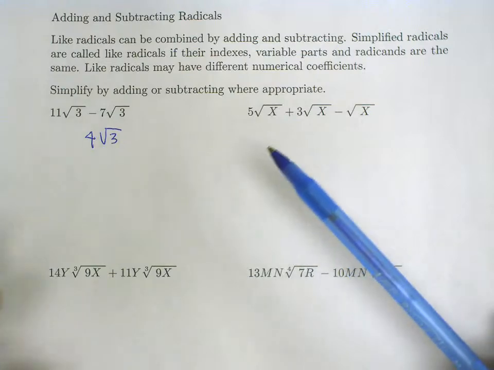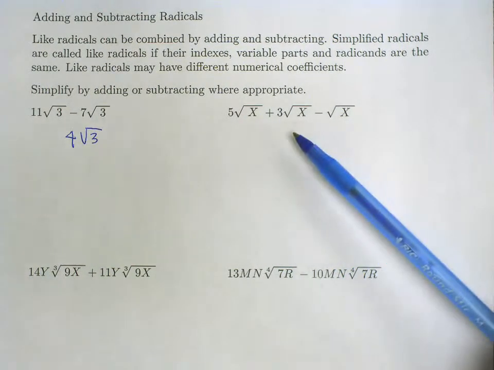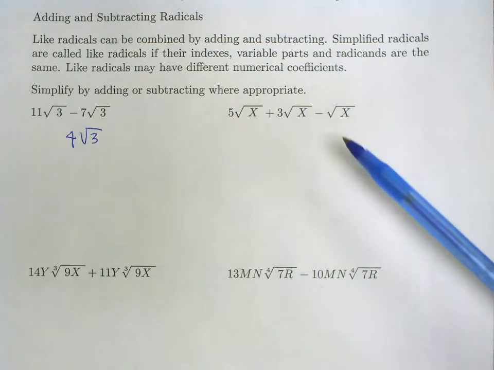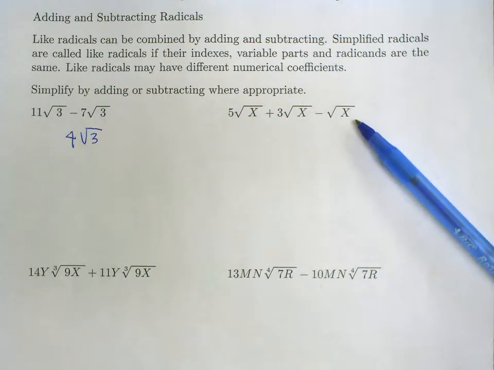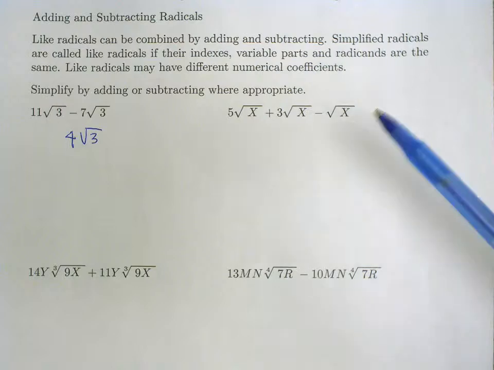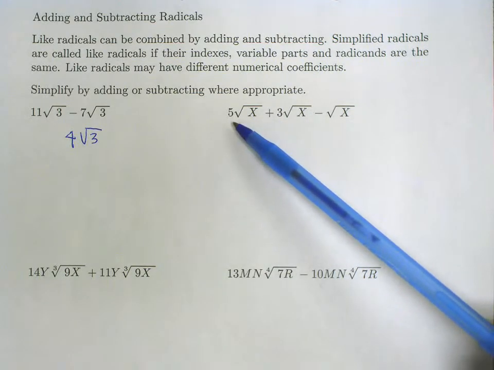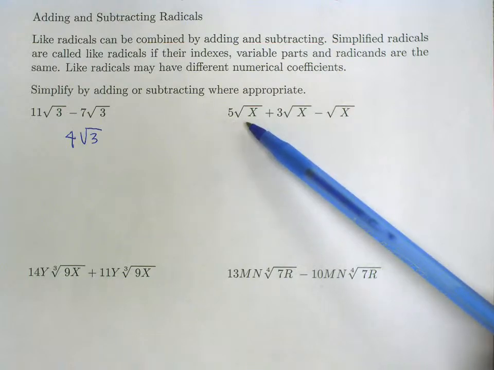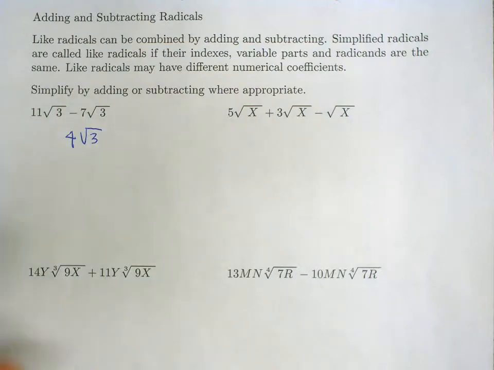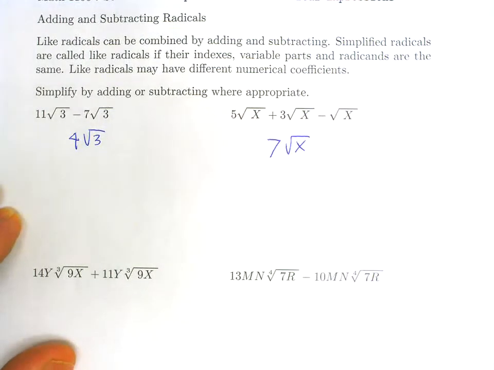In the next example, we have 5 times the square root of x plus 3 times the square root of x minus the square root of x. Each of the radicals is identical, and the radical is simplified as much as possible. So we can combine by adding and subtracting. So we have 5 square root of x plus 3 square root of x minus 1 square root of x. Altogether, we have 7 times the square root of x. That's the simplified result.